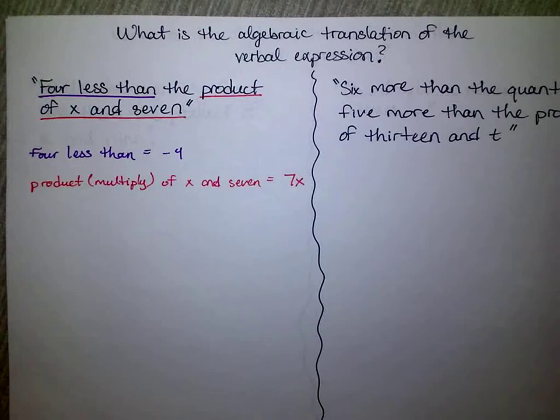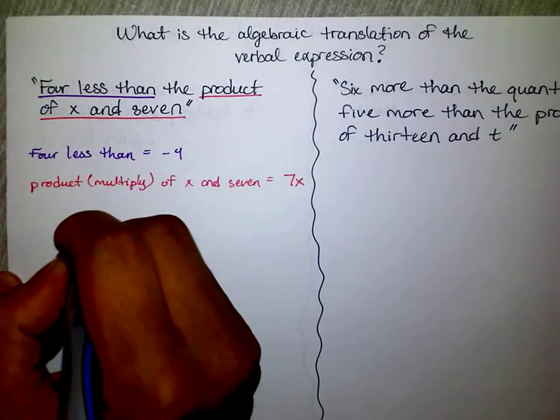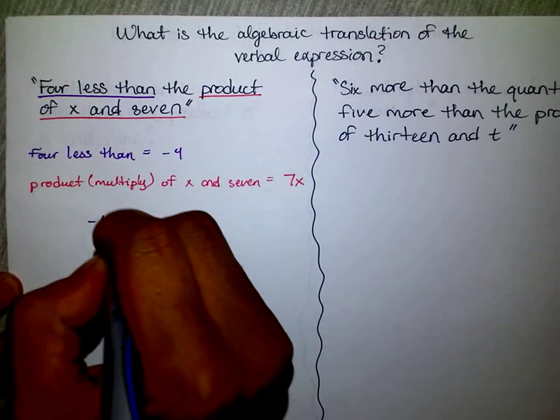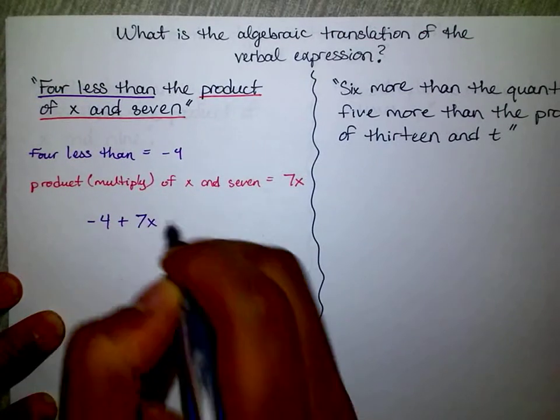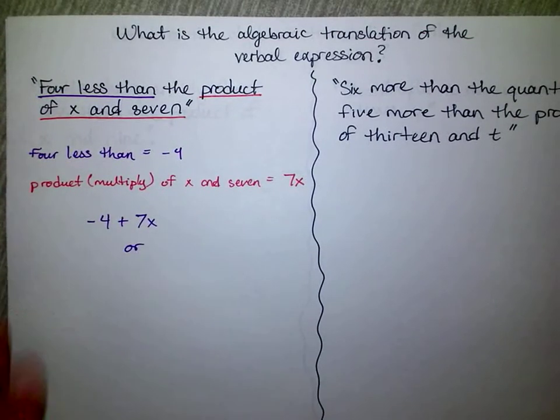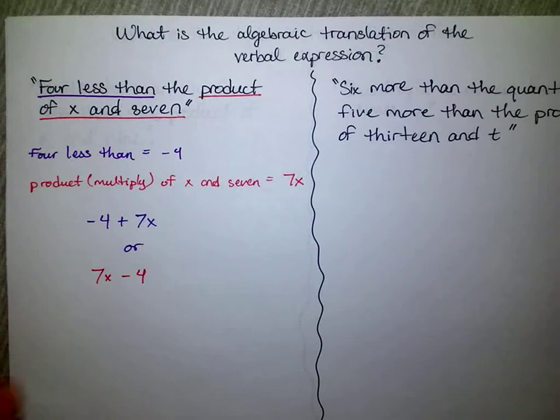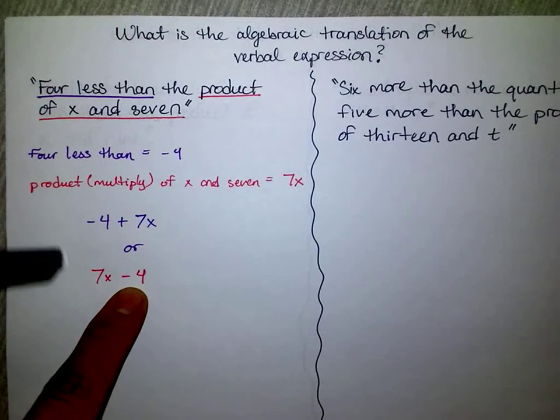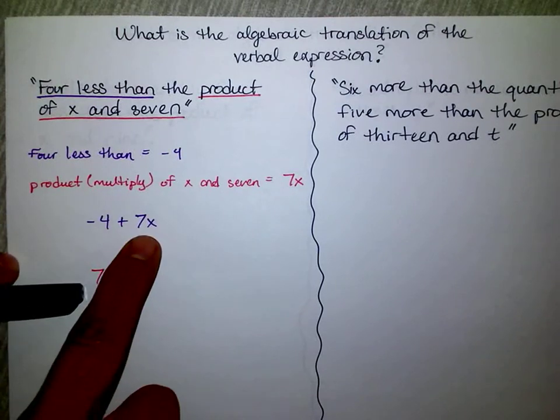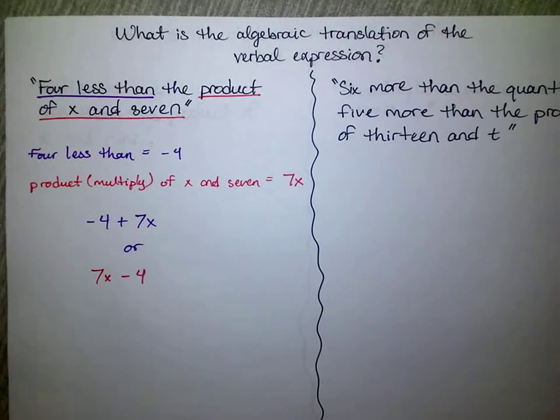We can put it together one of two ways. We can either put it together as -4 and positive 7x, or we can say 7x and -4. Okay? Either way, both of these will work. That's a -4, that's a positive 7x. Alright, let's move on to our next example.